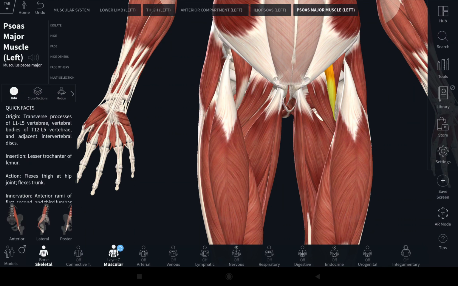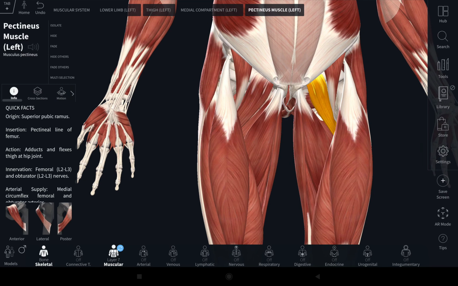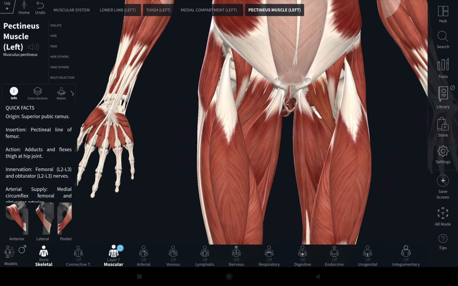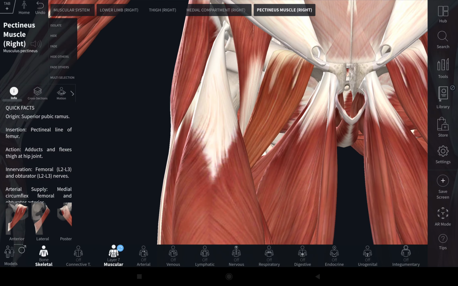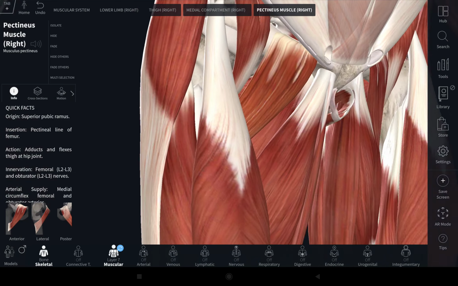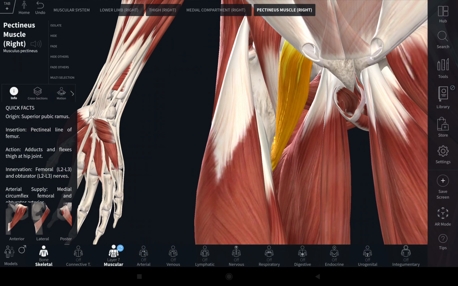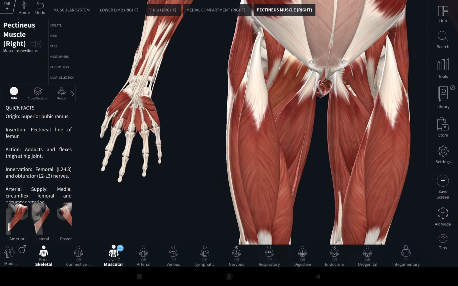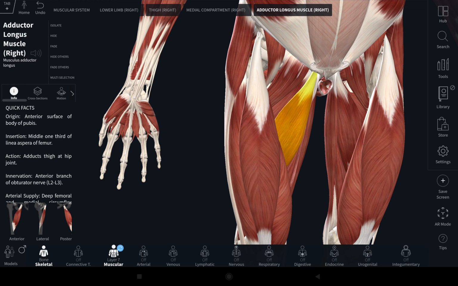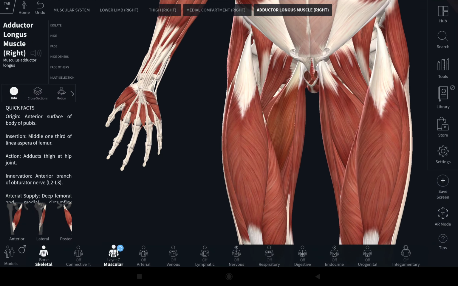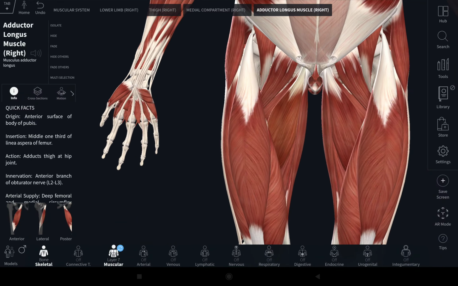And medial to the psoas major muscle, this muscle is the pectineus muscle. Look carefully, this is the pectineus muscle, and medial to pectineus muscle there is a muscle which is called the adductor brevis muscle. This is the adductor brevis muscle, and medial to adductor brevis muscle, the name of the muscle is adductor longus muscle. Brevis means short and longus means long.